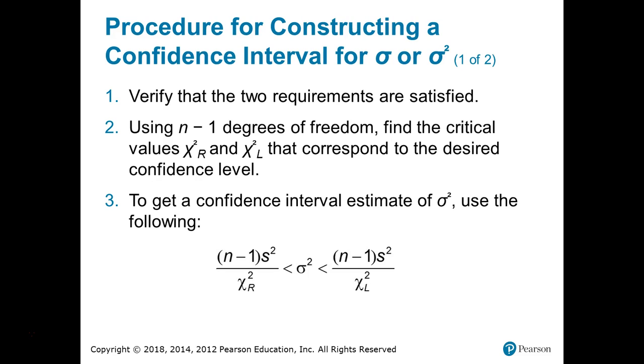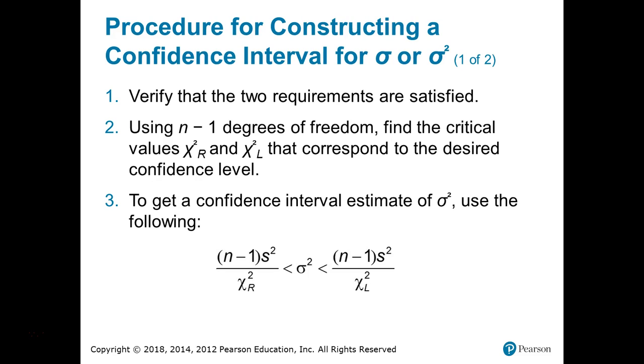So, the procedure for constructing a confidence interval for sigma or sigma squared, the population standard deviation or population variance. 1. Verify the 2 requirements are satisfied. 2. Use n-1 degrees of freedom. Find the critical values chi R and chi L that correspond to the desired confidence level. That's using Table A4.